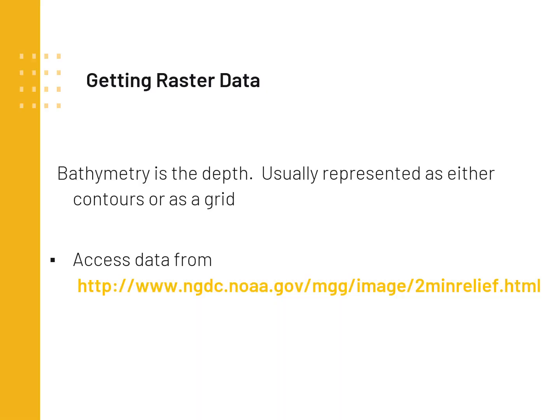So now, based on our scenario, we have 2 of our 3 data sets in. Next, we're going to access the 3rd data set, and this is going to be a raster data set. Bathymetry data is also known as depth of water, and it's typically represented either as contours or as a grid. The data we're going to be accessing today will be in the grid format.